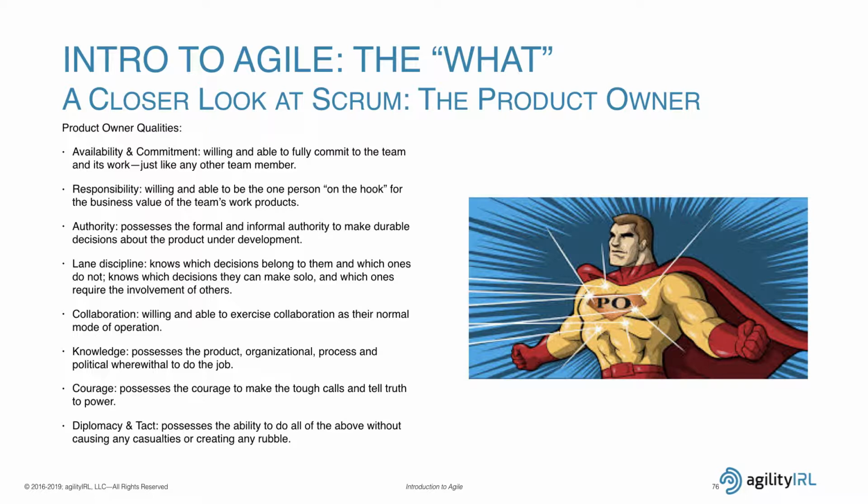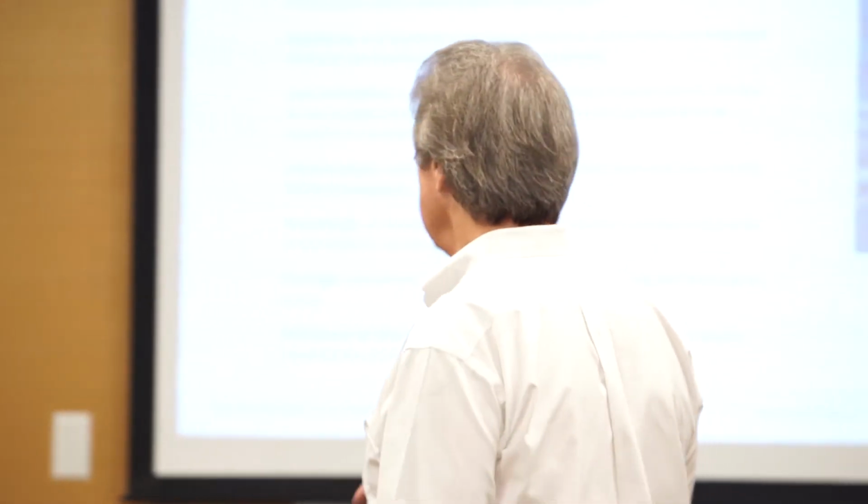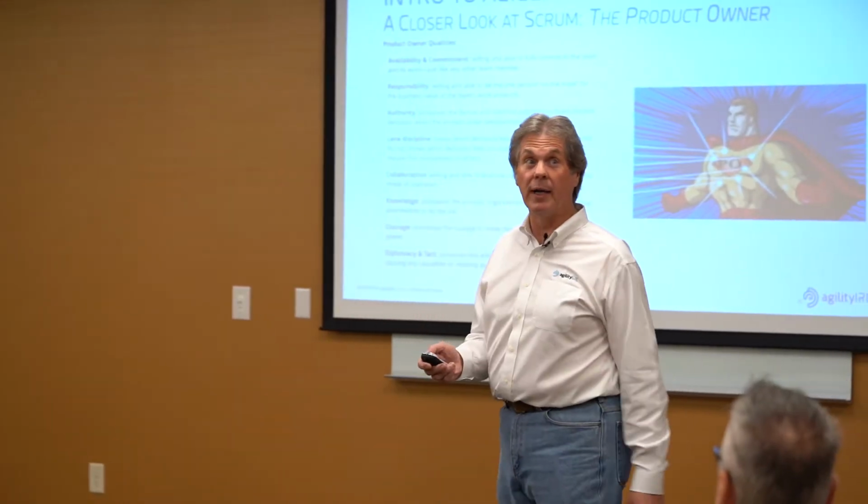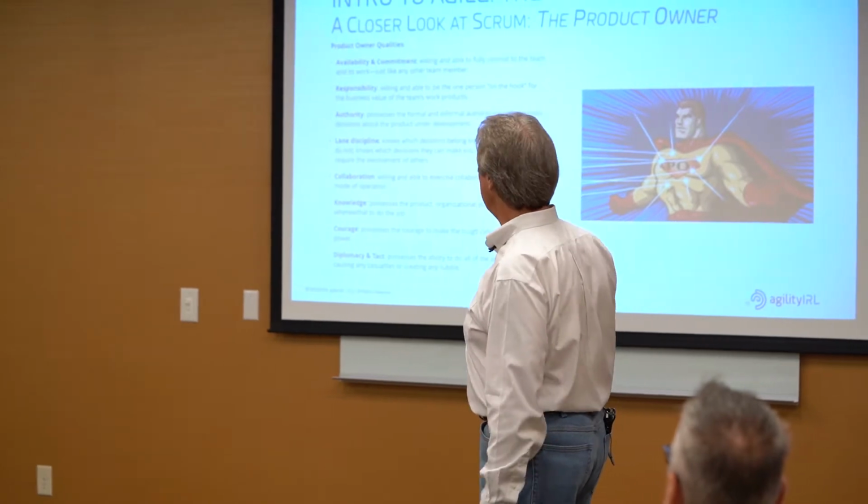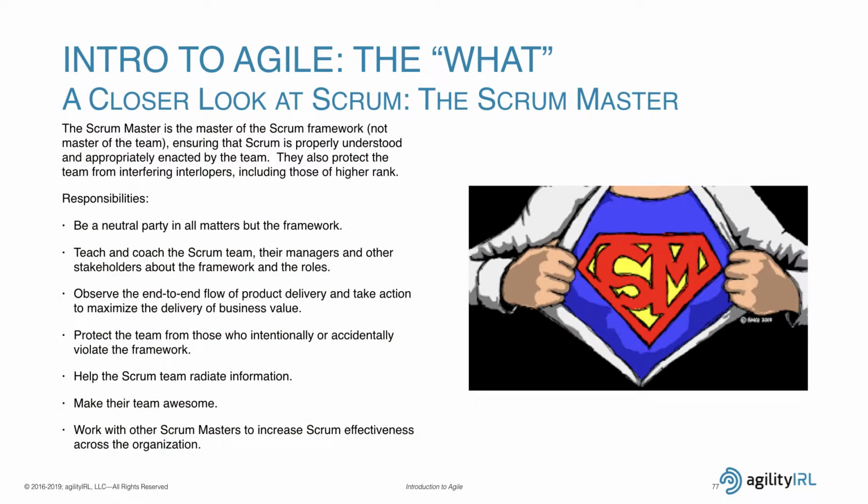They need to understand lane discipline, what's within their purview and what's not. Be willing to collaborate, obviously, with different stakeholders. They have to understand the product, its underlying technology. They need to understand the organization. They need to understand the organization's politics. They need to understand all that stuff. They have to have courage. Yes, your request is very important. It's just not the most important thing today. Right? And they have to be able to tell that to people of higher rank. They have to have the diplomacy and tact to do that. Scrum Master.